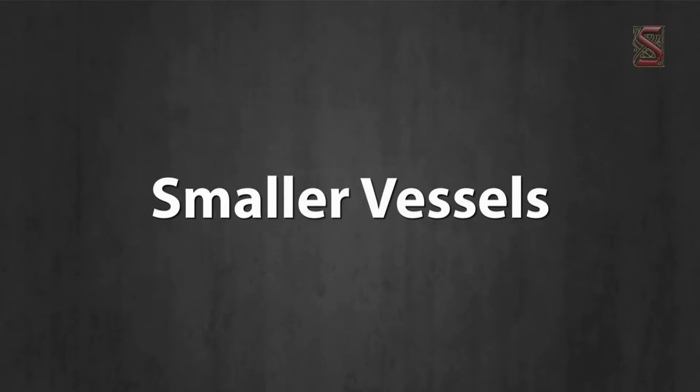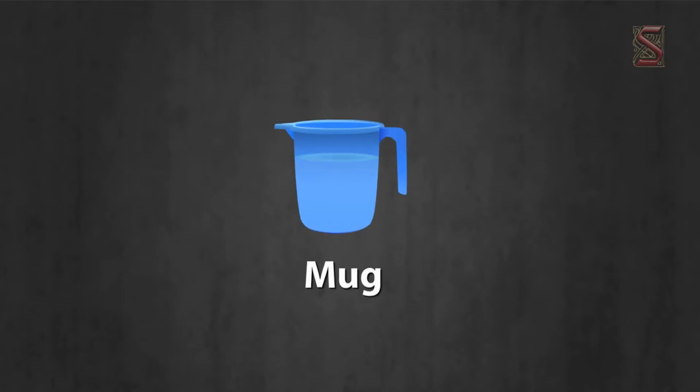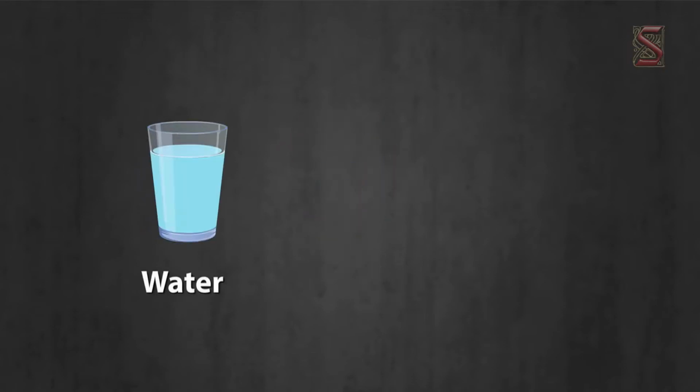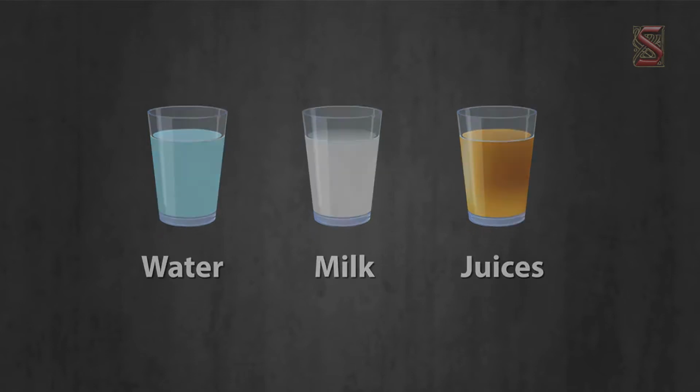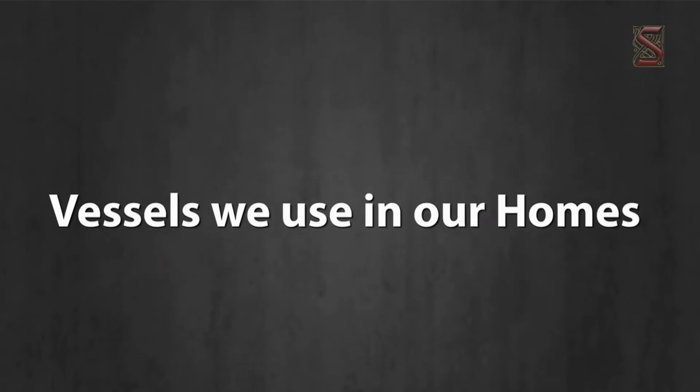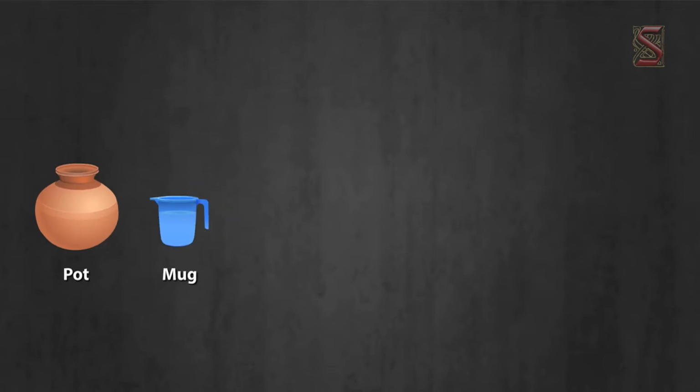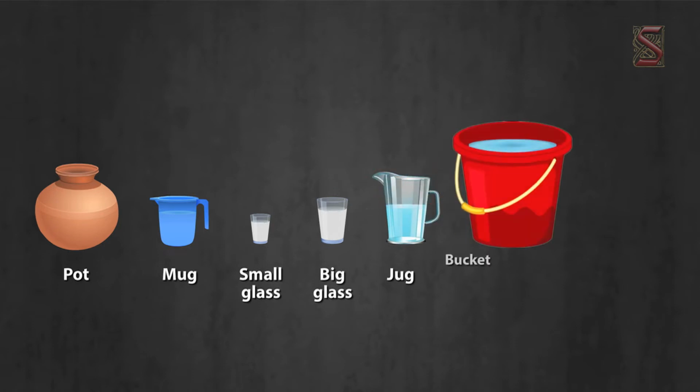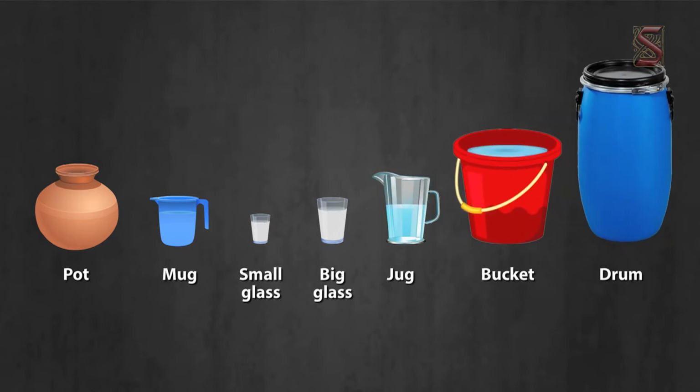Mug. Yeah, you will see even smaller vessels than mug in your house that hold liquids like water, milk and juices. Let us look at a few vessels we use in our homes. Here you have a pot, mug, small glass, bigger glass, a jug, bucket and a drum. Chintu, can you arrange them from less size to big size?